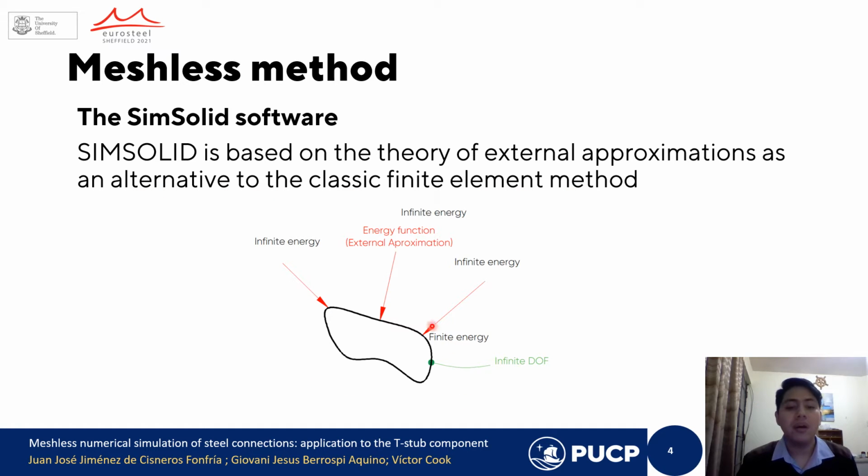Basically, SimSolid solves a boundary value problem by using an energy function. This energy function has the particularity of being infinite outside the boundary and has a finite value in the boundary. Also, in the boundary, the degrees of freedom are infinite. By employing this concept, SimSolid can solve the boundary value problem, and we could find the values of the stresses, strain, and forces.